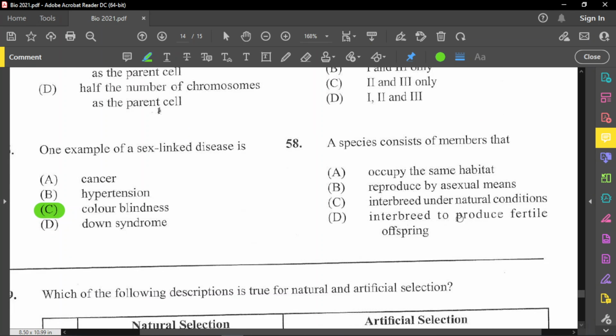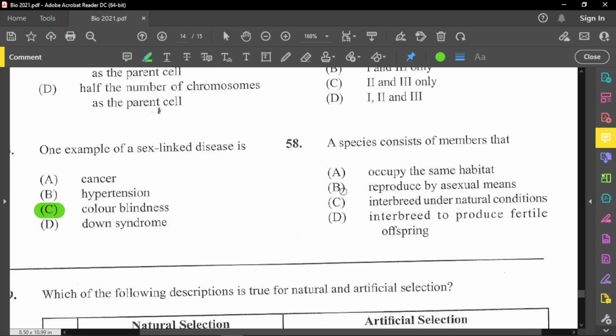58 reads now, it says a species consists of members that can do what? And here, species is occupy the same habitat. Yes, of course, they can occupy the same habitat. But let's see what is the most powerful statement here.